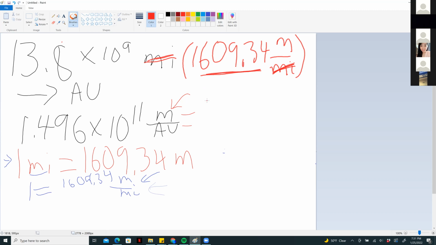Okay, and I am going to show you guys another step, how to handle the scientific notation too. So if you just do this multiplication, say that you don't have a calculator that you can do scientific notation on, or you don't know how to use it, this is just a factor that you can multiply, right? So if you do the 13.8 times the 1609, you get 22208.892.